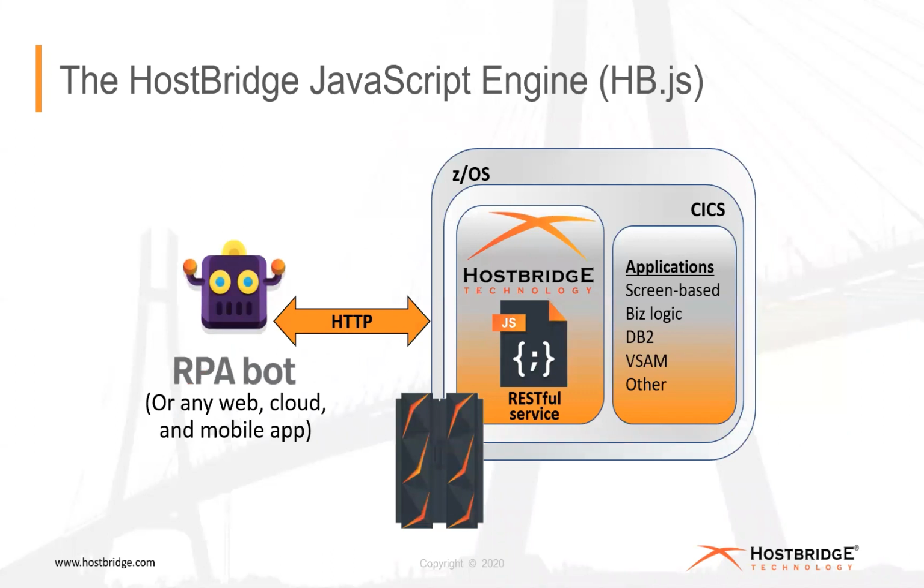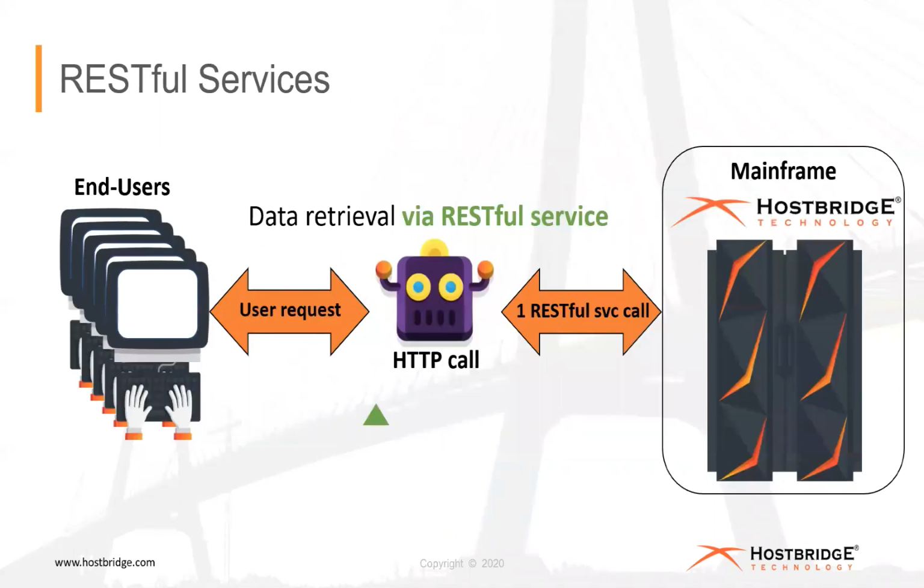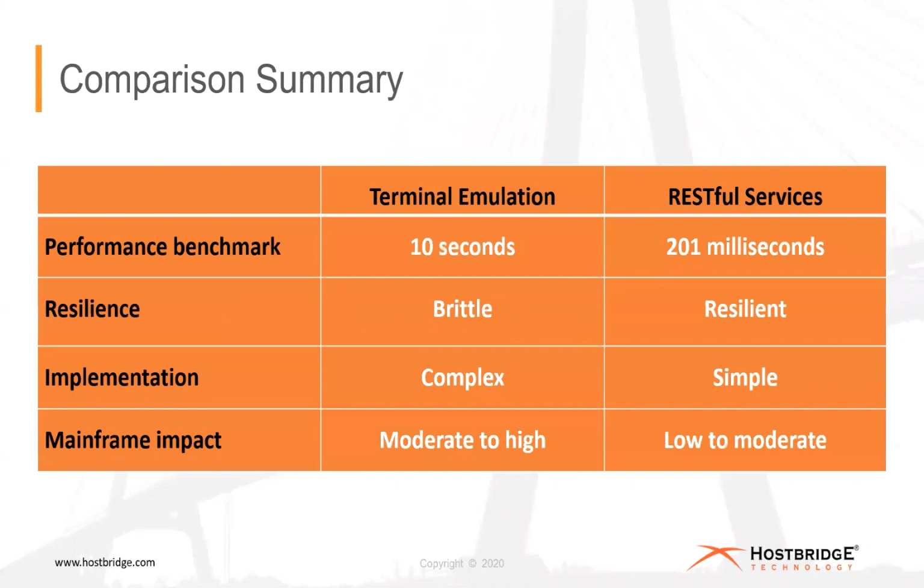Contrast that with method 2, what we just described with HostBridge. You take the RPA bot, it just sends a single HTTP request in. A RESTful service is kicked off. It interacts with any CICS artifacts, whether they're screen-based transactions, COMMAREA programs, DB2, VSAM, whatever. You can touch any of those from that JavaScript service running under CICS, and then we send back a single response. So it's no mystery whatsoever that if we're trading dozens of calls for one call, the efficiency goes up, the latency drops through the floor, and the overall cost also goes down. So this is our comparison.